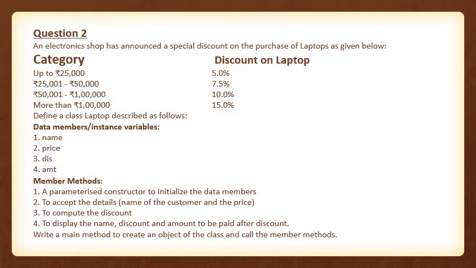Program, question number 2. An electronic shop has announced a special discount on the purchase of laptops as given below. Category of price is given and here is the discount. Define a class Laptop with the data members name, price, discount and amount. Member function: a parameterized constructor to initialize the data members.